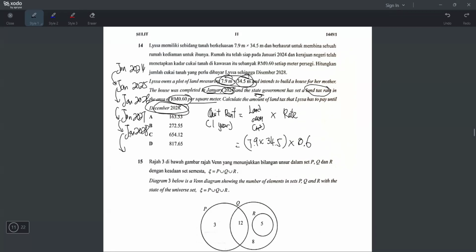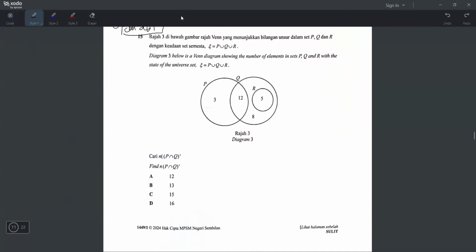If you go only until January 2028, it's not there yet. They are asking you to pay until December 2028, so you have to go 1 more, January 2029. So how many years do you actually have to clear? 1, 2, 3, 4, 5. 5 years. That's why you times 5 here. So let's press 7.9 times 34.5 times 0.6 times 5. My calculator gives me 817.65. So the answer is D. Okay, that's all. Continue.